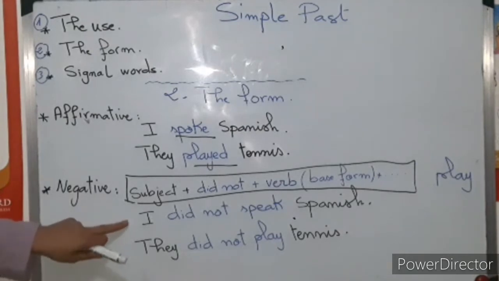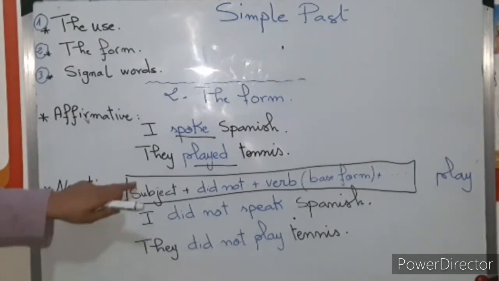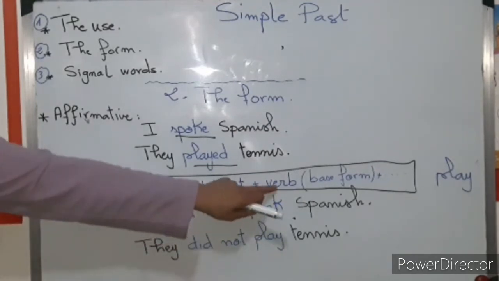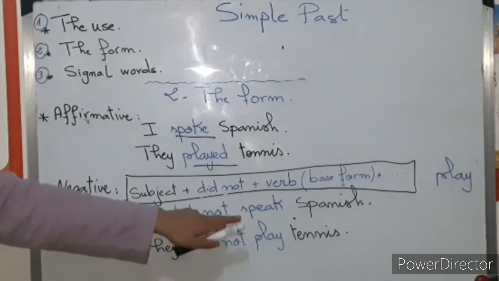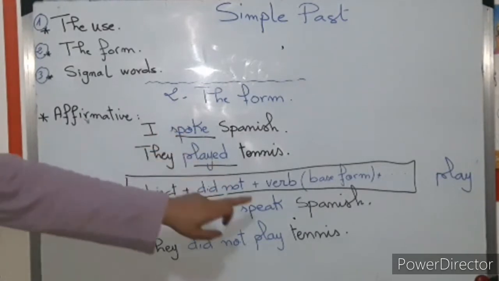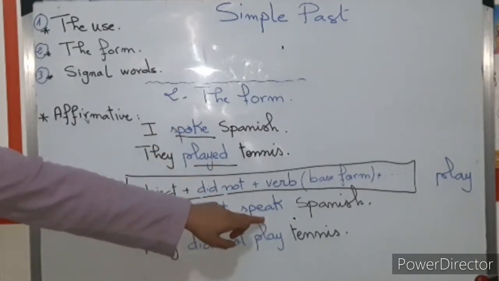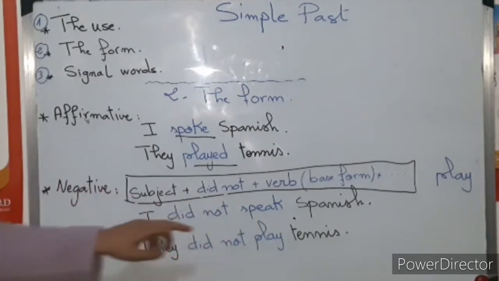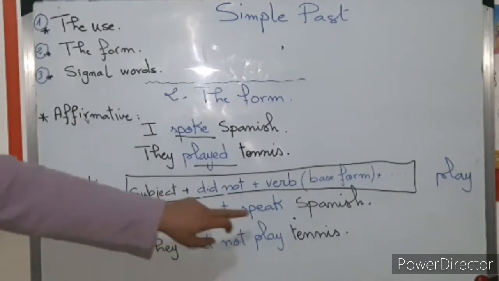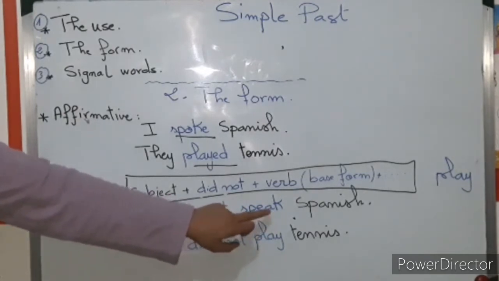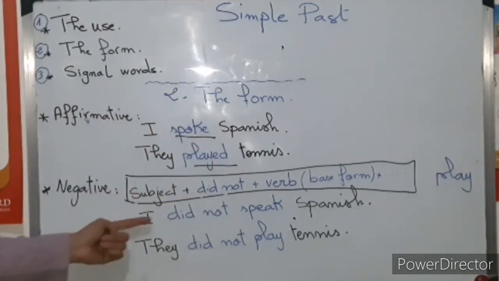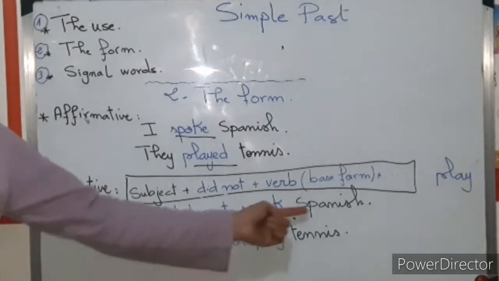So let's see the examples. I, subject, did not or didn't, plus verb, as I told you, in the base form. Speak. In simple past, it was spoke. In the infinitive without to, or base form, it becomes speak. We have already conjugated the auxiliary, so we don't have to conjugate the verb. So in simple past, I spoke Spanish. Negative form, I didn't or I did not speak Spanish.